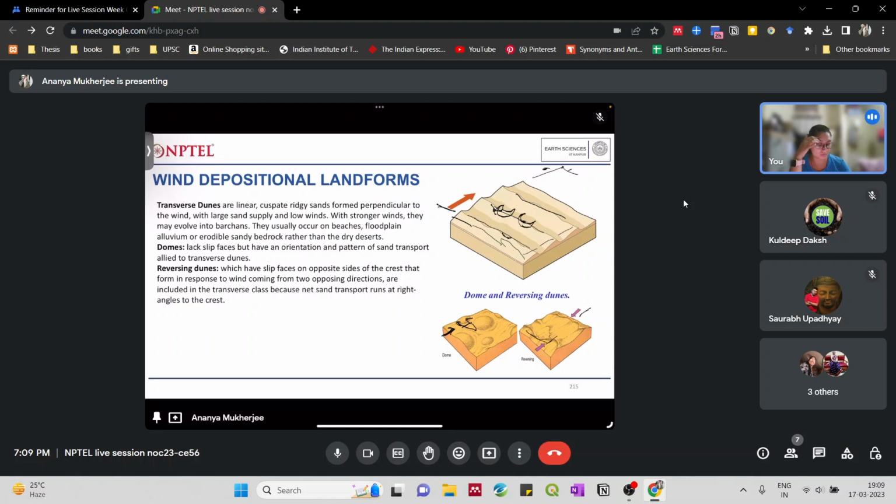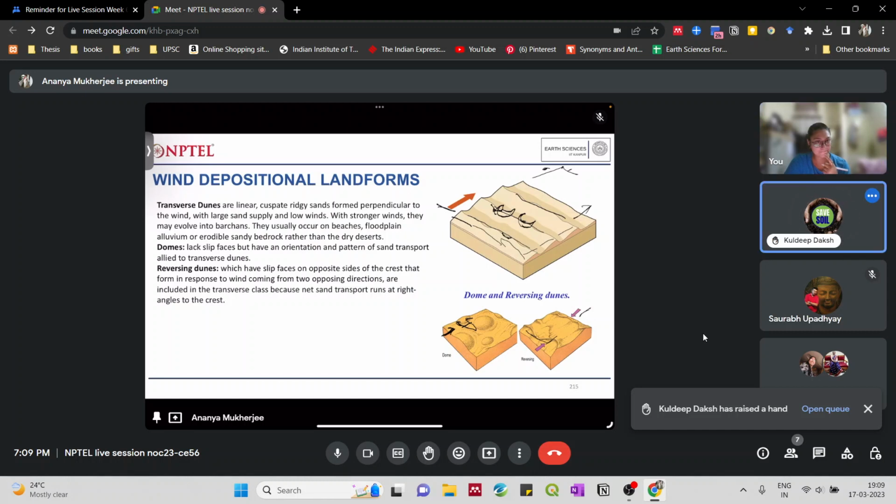Oh, sorry, yeah, Kuldeep, I think I said it wrong. The sand supply for transverse dunes is going to be perpendicular to the crest, that is in the wind direction. I'm sorry, I explained it wrong. Kuldeep, you had a question? Yes, ma'am. The only difference between transverse and longitudinal dunes is their direction, right? Yes. And the formation is the same? No, no, I'll come to that. As I said, I explained it wrong.